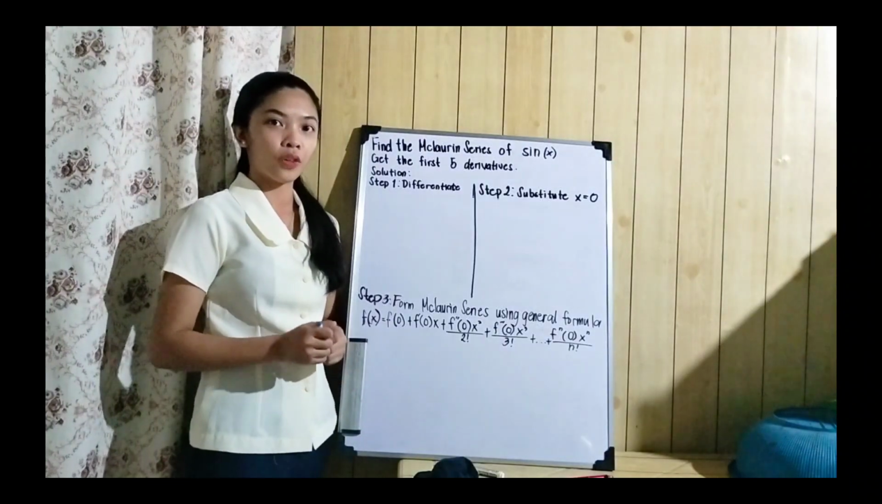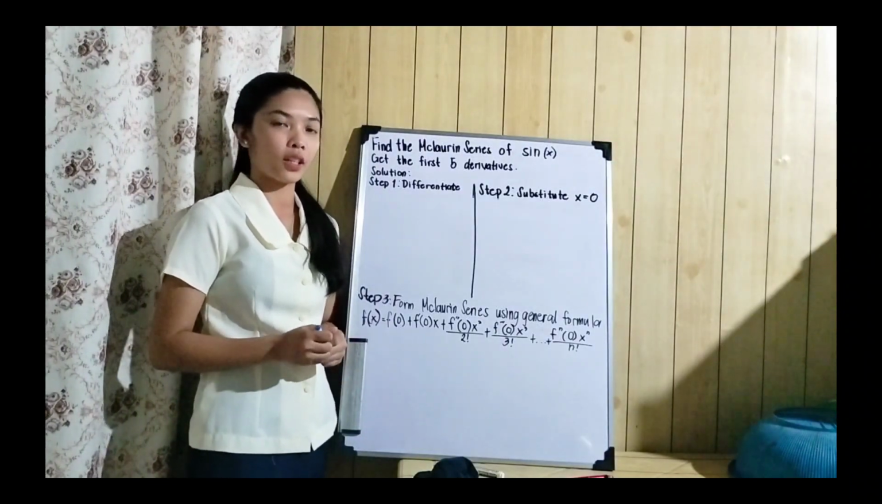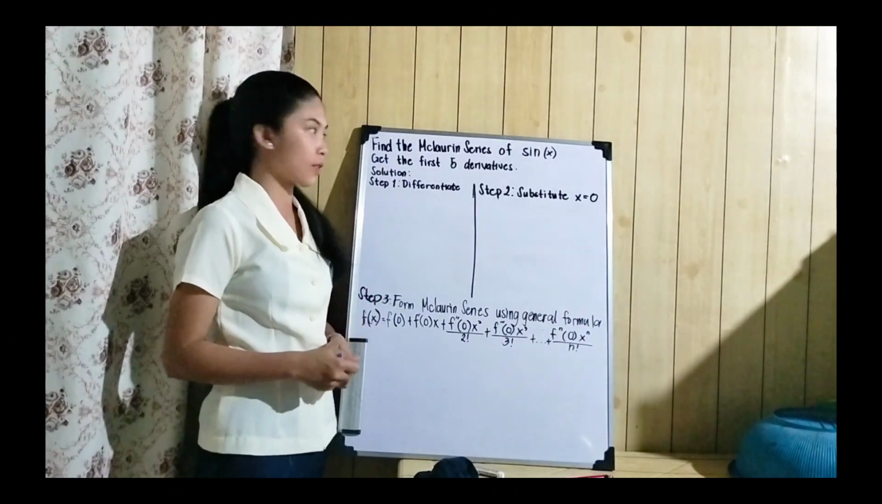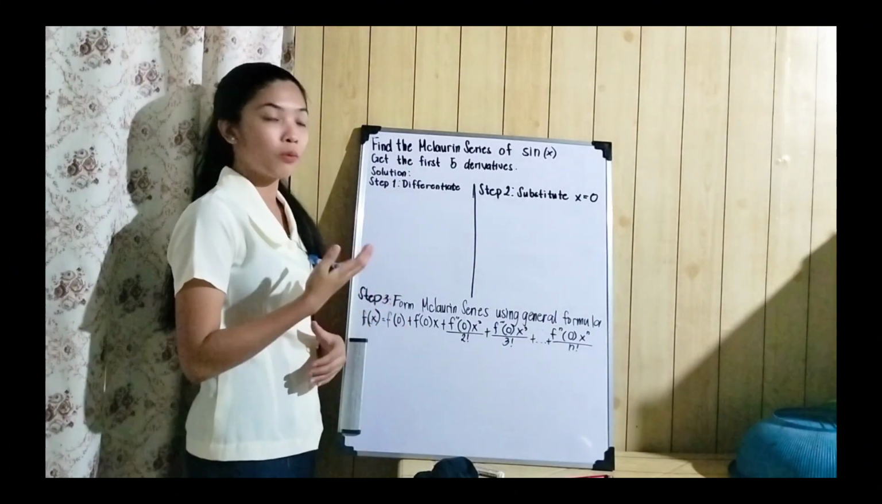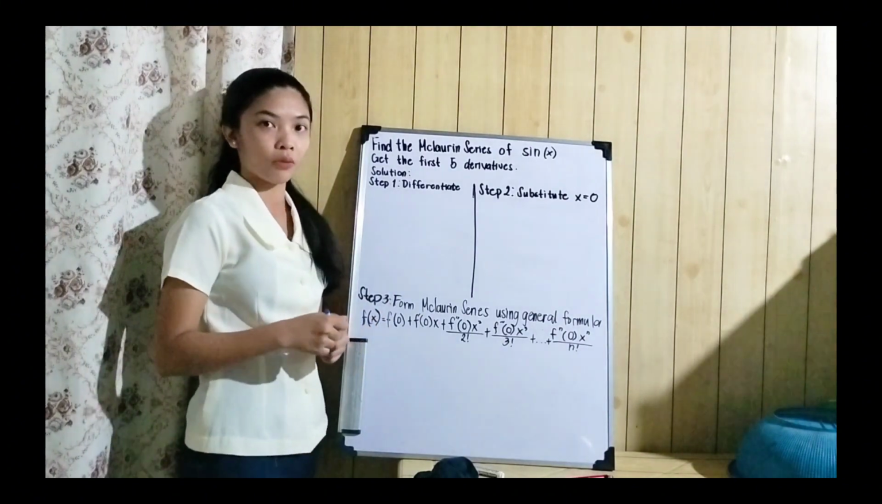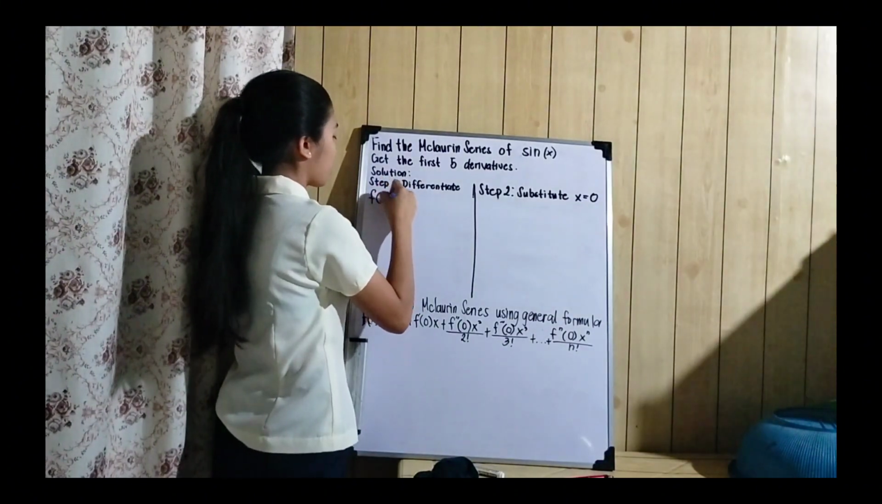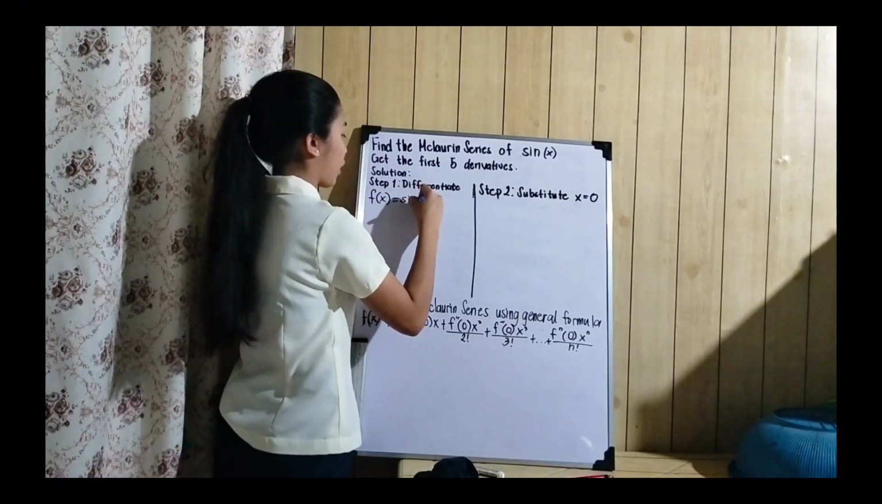Let's have the first example for Maclaurin series. So we need to find the Maclaurin series of sine of x. So we need to get the 5 derivatives of this trigonometric function. So we have here the given, which is f of x is equal to sine of x.